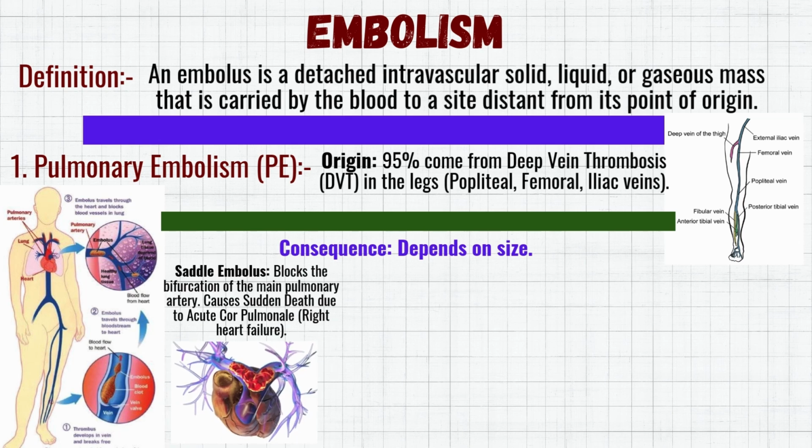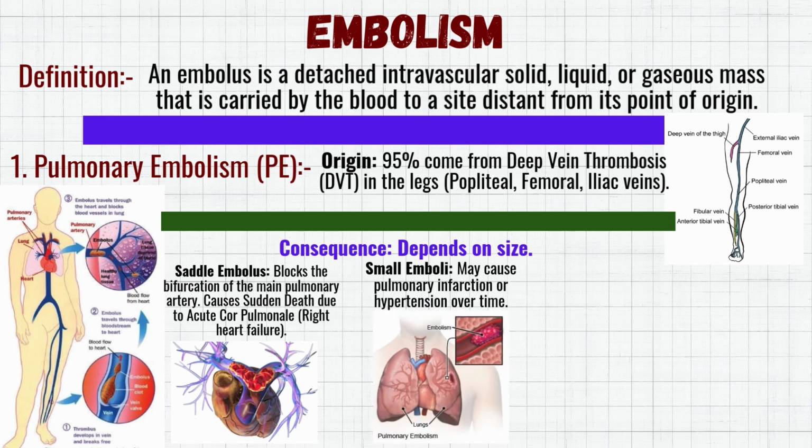It could be saddle embolus. It blocks the bifurcation of the main pulmonary artery. It causes sudden death due to acute cor pulmonale or right heart failure. Or pulmonary embolism could result in small emboli. They may cause pulmonary infarction or hypertension over time.